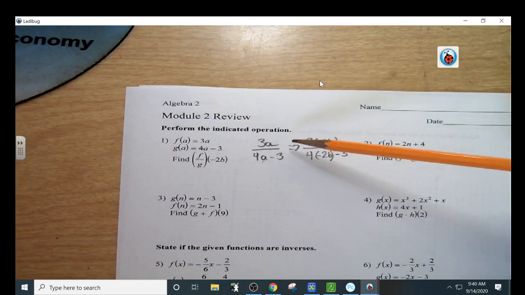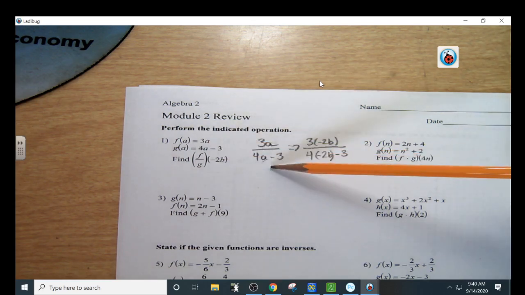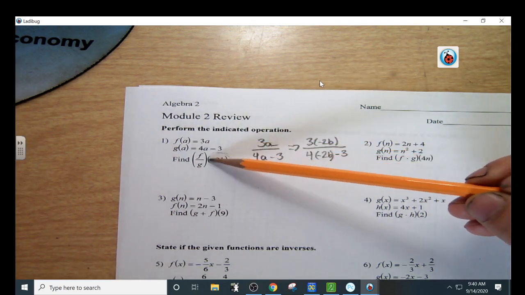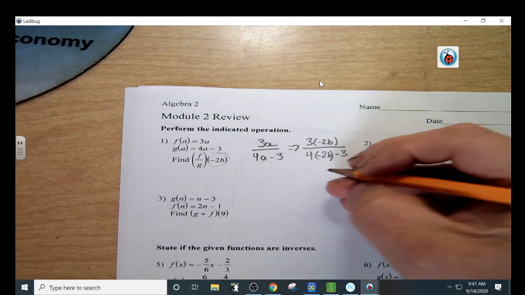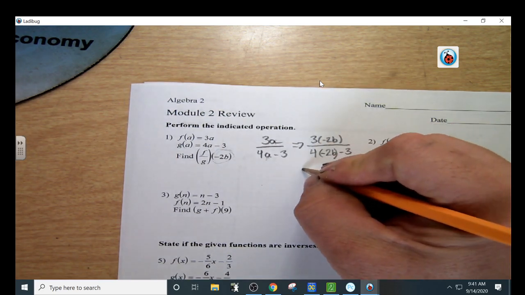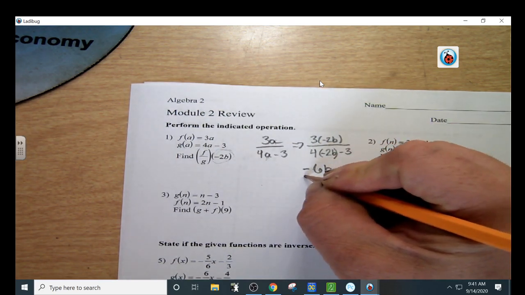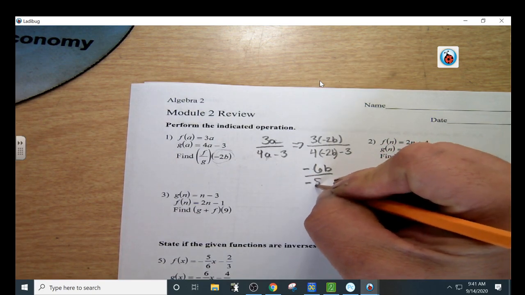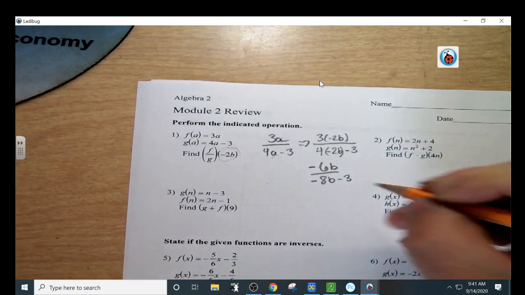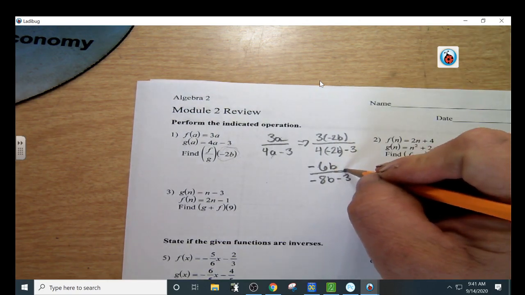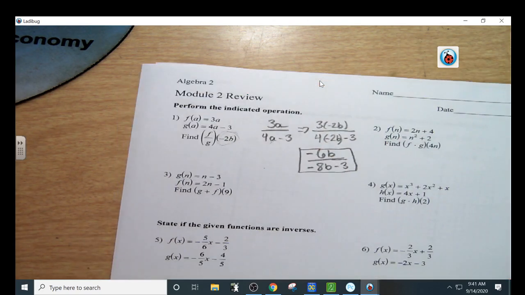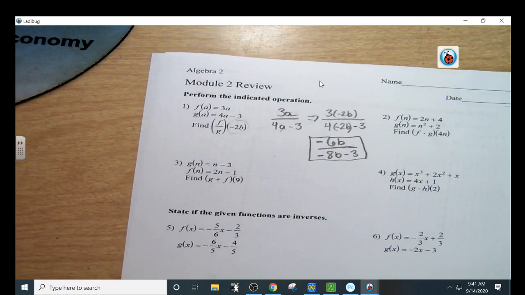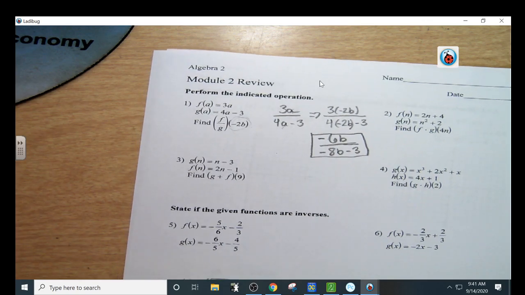You can set it up first with the original input value, and then this is the input value they want you to put in. Now, if you evaluate this and clean up as far as you can, that's negative 6b over negative 8b minus 3. Guys, honestly, that's about as far as you can take that.